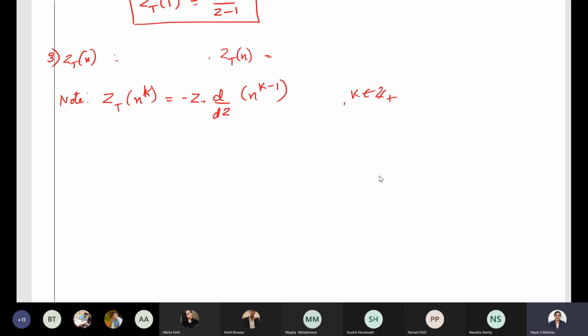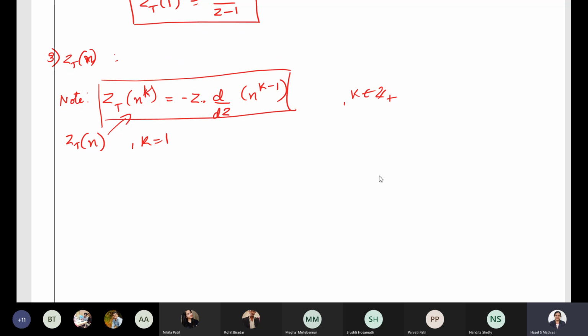In order to find this, compare it with this one. We need to find the Z transform of n. When you compare, k is 1 over here. This is the standard property we need to remember. We need to find the Z transform of n, where k is equal to 1. So how does it get transformed? The Z transform of n, where k is 1, will be minus z into d by dz of the Z transform of n power 1 minus 1. Am I correct?